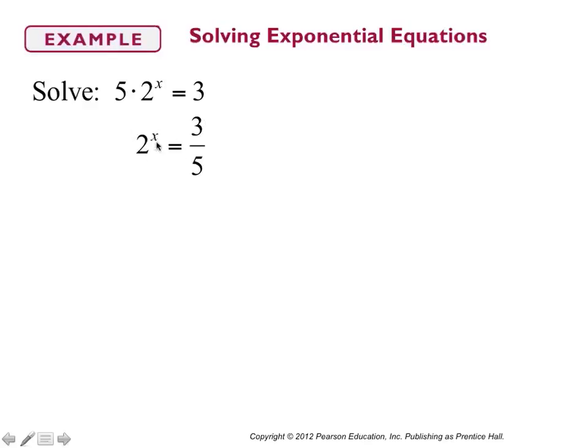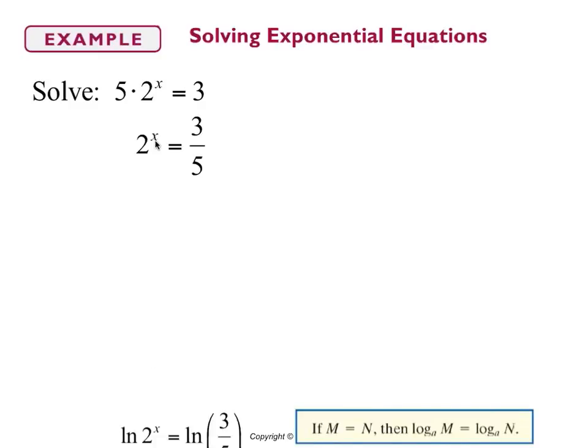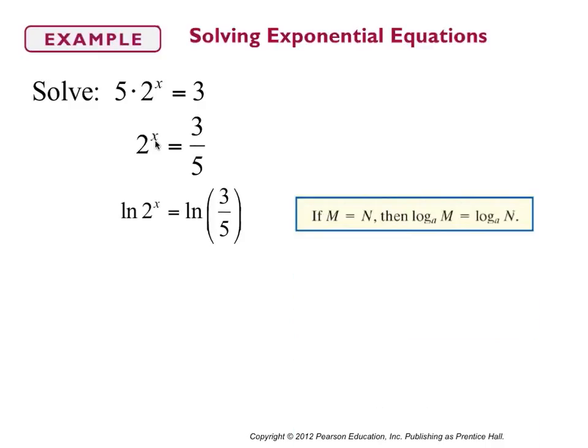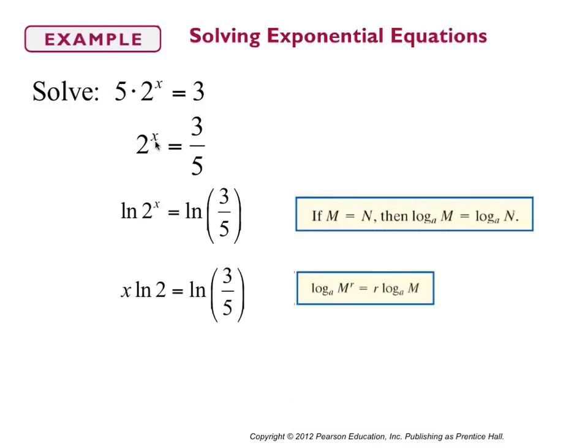Now, when we're stuck with an exponent that is a variable, like in this case, we have our x as our exponent, in order to get rid of it, what we do is we take either log or natural log, just like we did in the last one, in order to get that exponent brought out front. So if we take natural log of both sides, we have ln of 2 to the x equals ln of 3/5. Go ahead and move that x out front, that's our exponent. So we have x times ln of 2 equals ln of 3/5.